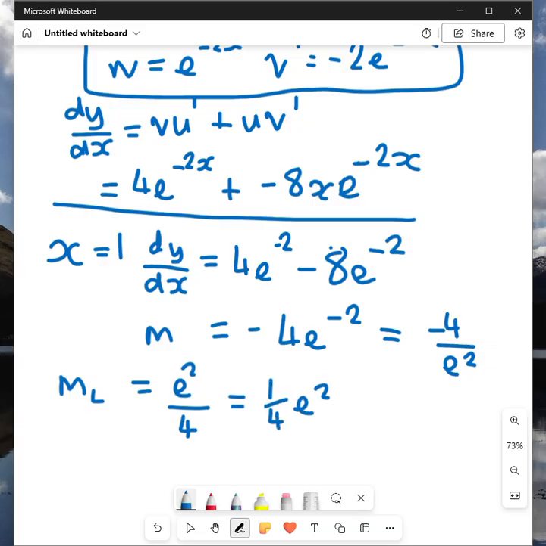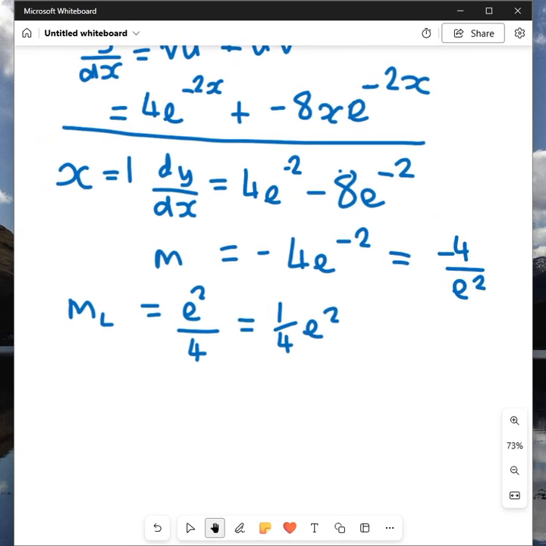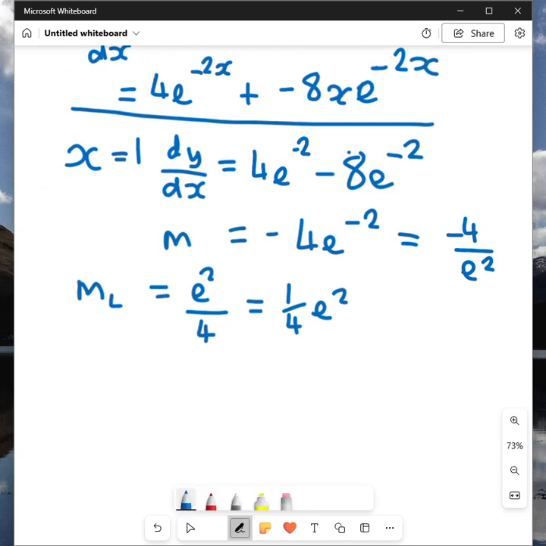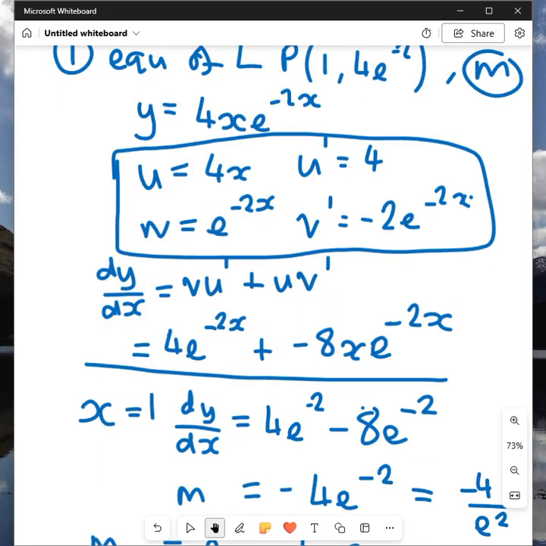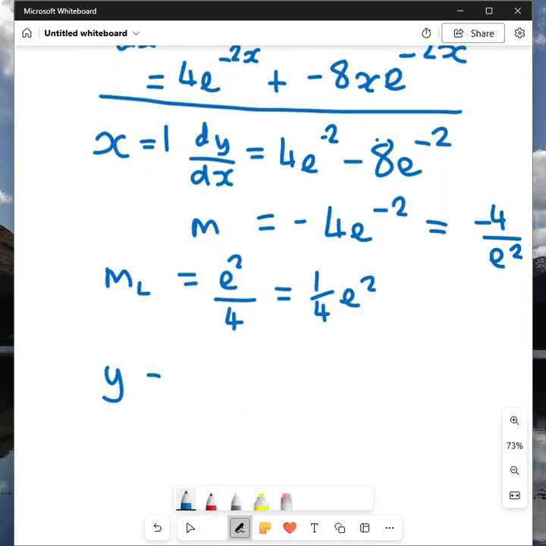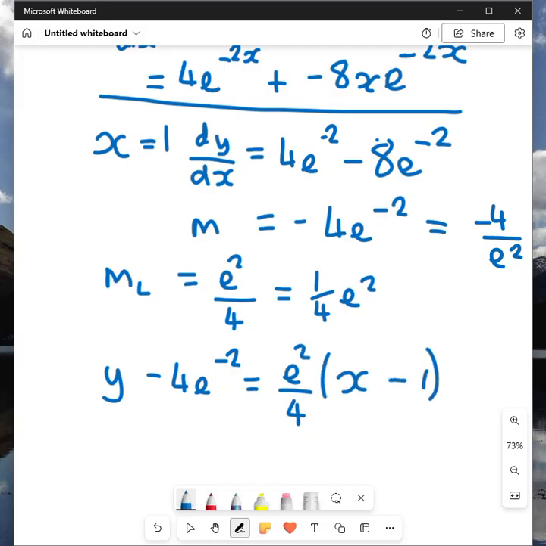It doesn't really matter. And then we know a point on the line, we know the gradient, we can put it into the equation of a straight line now. So we'll do y minus y1, and I've forgotten what the coordinate of y is, so it's 4e to the minus 2. So it's y minus 4e to the minus 2 is equal to m, which is our gradient, e squared over 4, and then x minus x1, and the coordinate at that point is just 1.